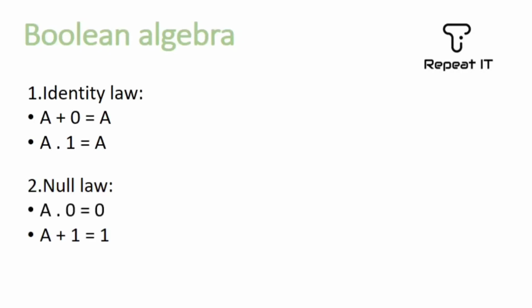According to the null law, if at least one of the operands in the logical operation AND is equal to 0, then the result will always be false, and if one of the operands in the logical operation OR is true, then the result will always be true.